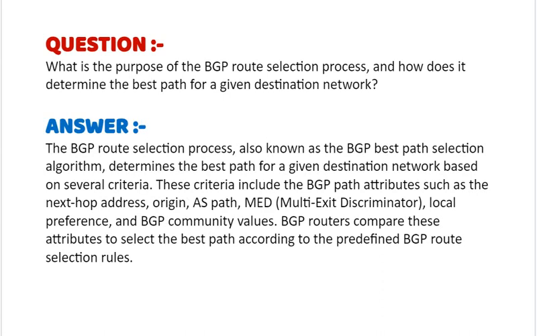These criteria include the BGP path attributes such as the next hop address, origin, AS path, MED (multi-exit discriminator), local preference, and BGP community values. BGP routers compare these attributes to select the best path according to the predefined BGP route selection rules.